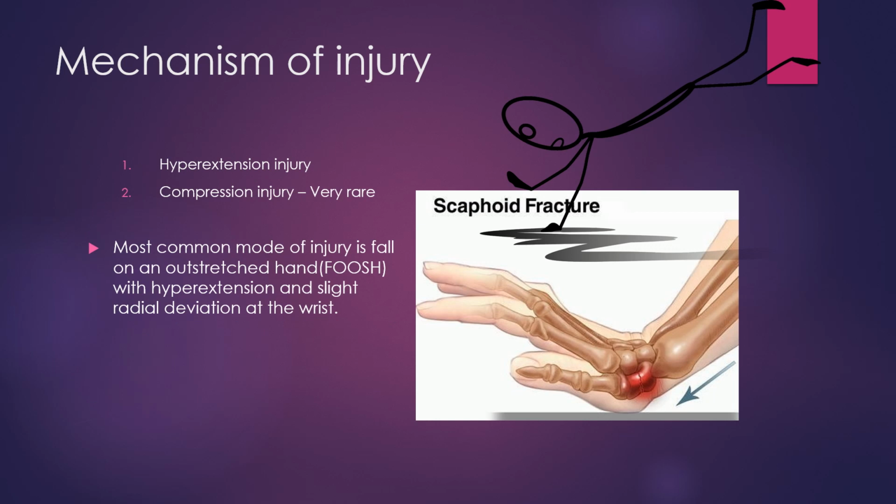Then coming to the mechanism of injury, there are two mechanisms of injuries. It can be a hyperextension injury or a compression injury. But hyperextension injury is the most common, and compression injury is very rare. We can see in this, when a person falls with an outstretched hand. See, this hand is outstretched. When we see this mechanism of injury, it most commonly results in a scaphoid fracture. Fall on an outstretched hand, or we can see it here also. There is this hyperextension injury resulting in fracture of the scaphoid.